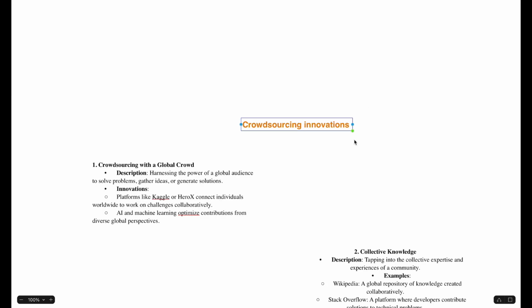And the last bit for today is crowdsourcing innovations. They're defined as a place where a group of people solve problems or generate ideas together. It is often online, basically. And this covers idea generation, product development, problem solving, and creative projects.